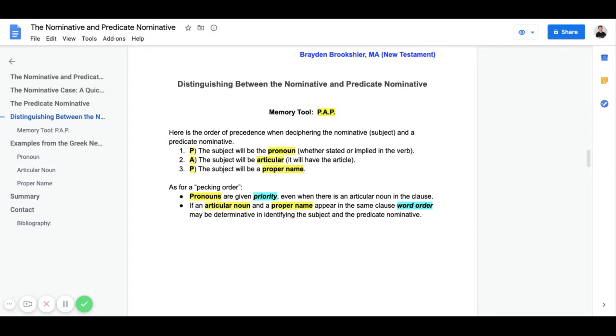So now as for a pecking order, this is very important. Pronouns are given priority even when there's an articular noun in the clause. Pronouns will always have priority as far as being the subject of a clause or sentence. But now if an articular noun and a proper name appear in the same clause, word order may be a determinative factor in identifying the subject and the predicate nominative. And so if you had to put a pecking order, pronouns are given greatest precedence and priority, and then kind of tied for second would be articular nouns and proper names, in which word order will be helpful.